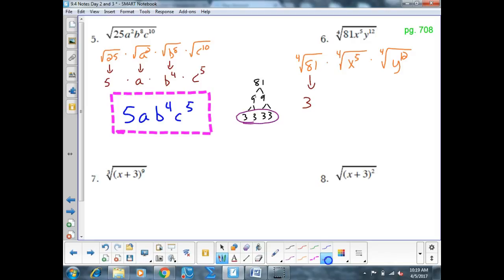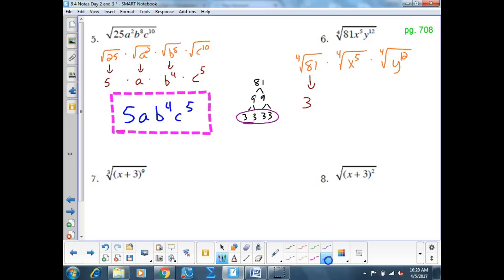Whereas 64 is a perfect square. It's a square of 8. It's a perfect cube. It's a cube of 4. And it's a perfect 6 because it's 2 to the 6th also. You know what I mean? So there are some numbers that are multiple perfects. But 81 is just square and fourth.